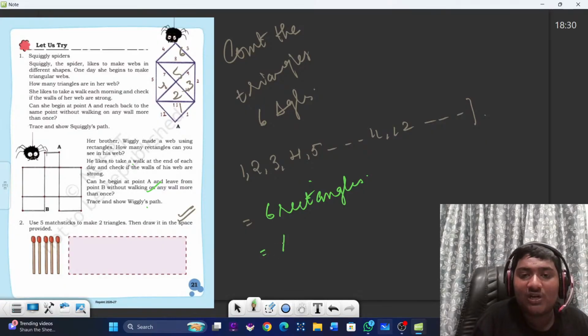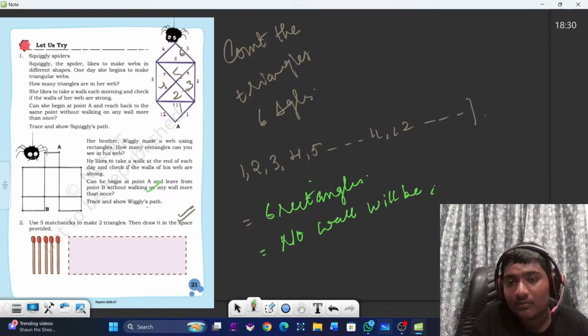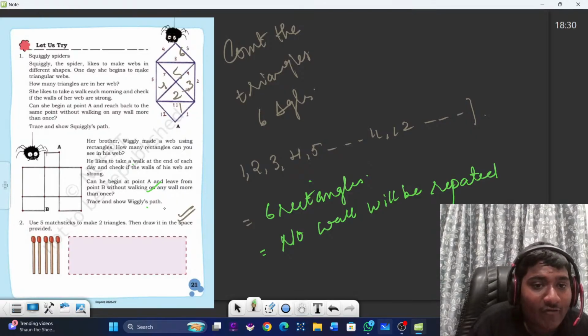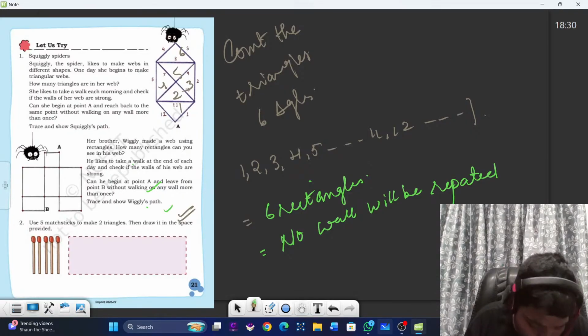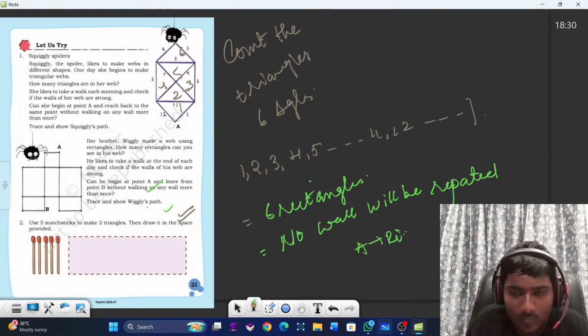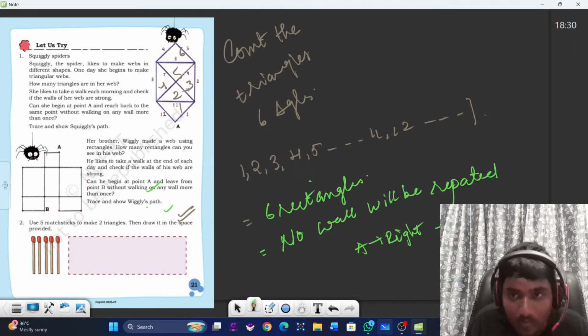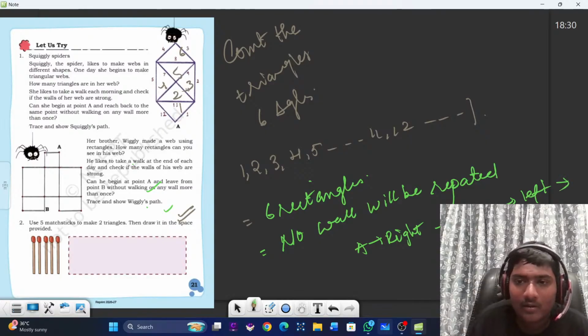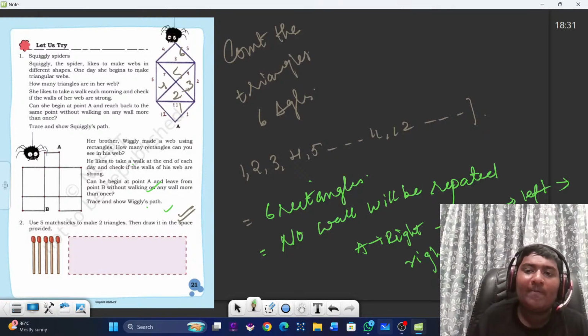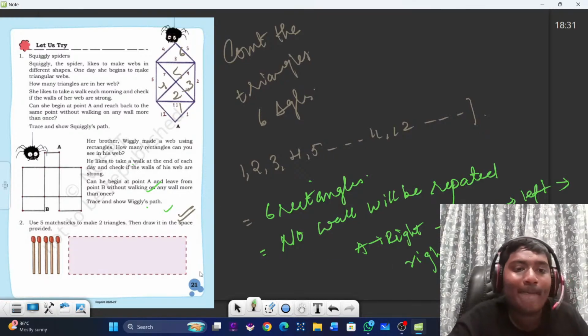No wall will be repeated, children. Remember, no wall will be repeated. Now we have to trace Viggy's path. How will it be, let us see. It will be A to right and also down, left, right, and one. So this is the proper sequence of the squiggly path.